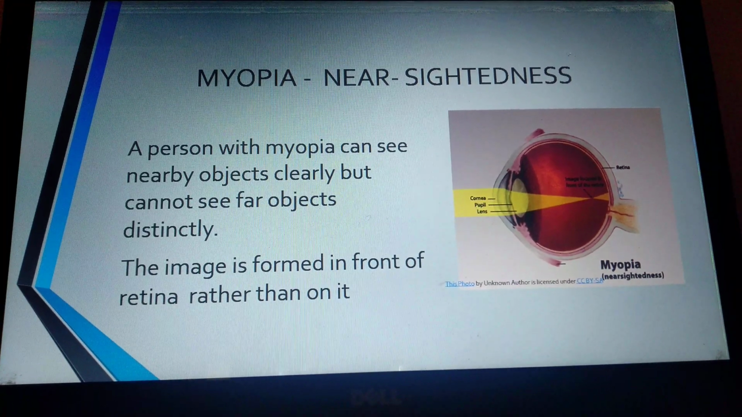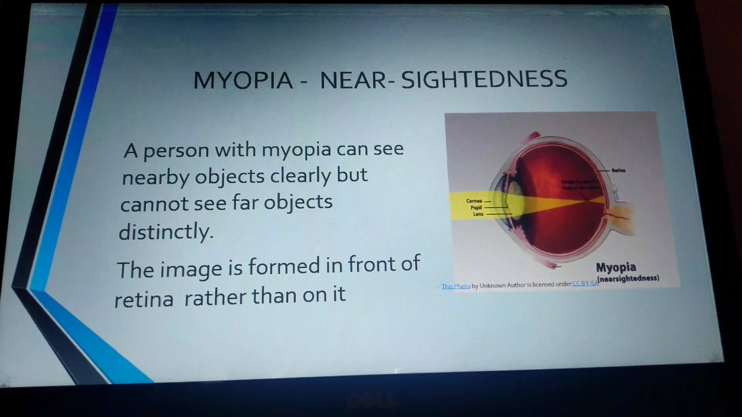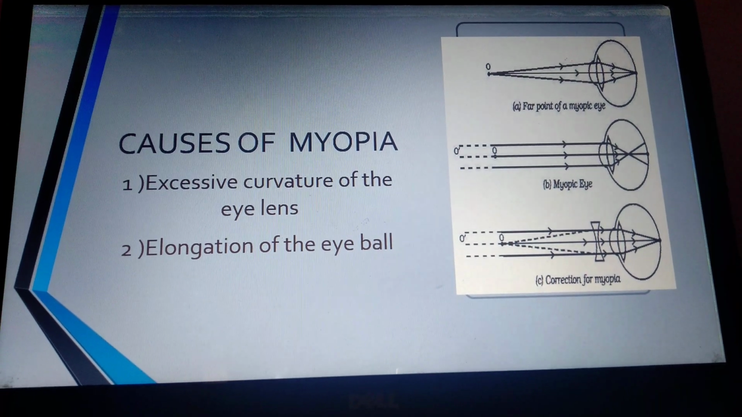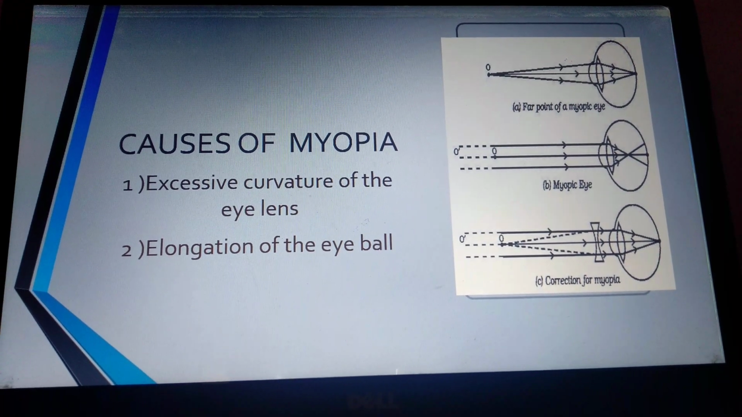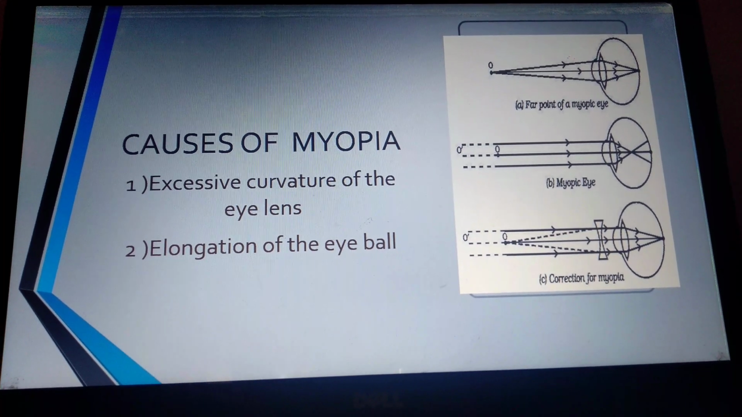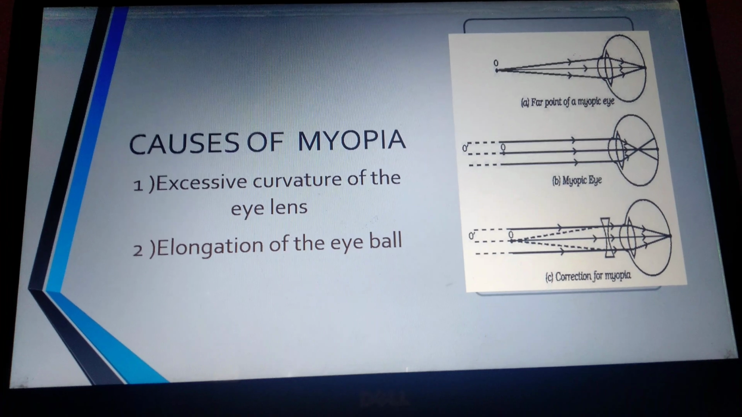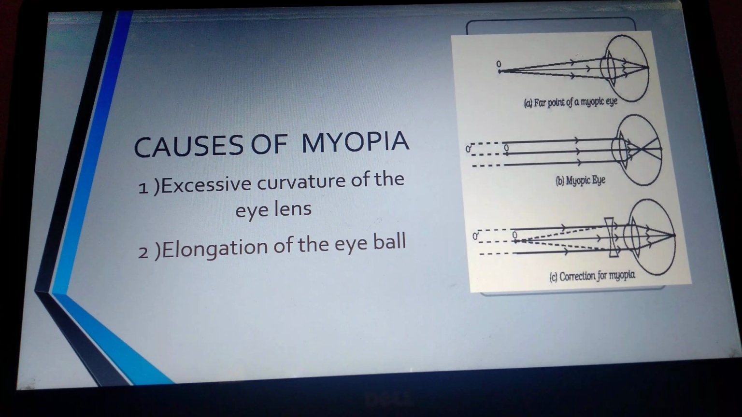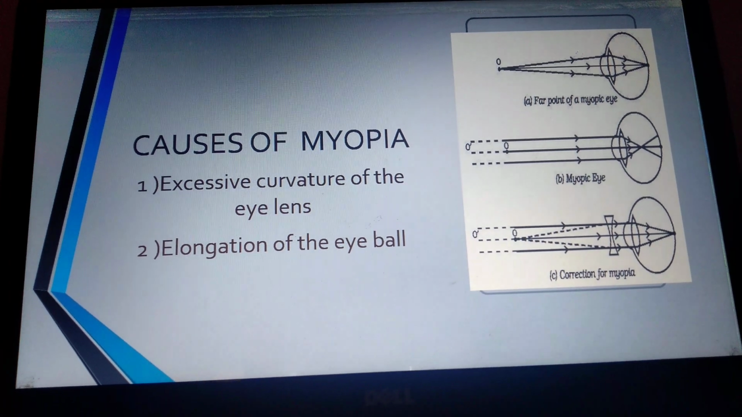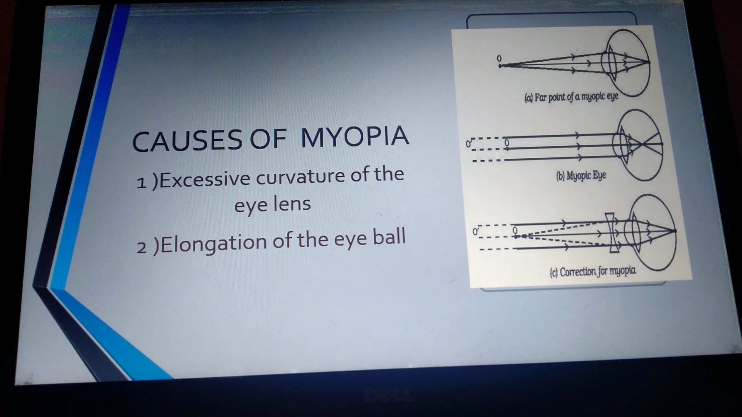So what are the causes of myopia? These are very important and you have to remember these two causes for sure. This will be asked in questions also. The first cause is excessive curvature of the eye lens. Maybe because the eye lens has been excessively curved, they face myopia. The second one is elongation of the eyeball.